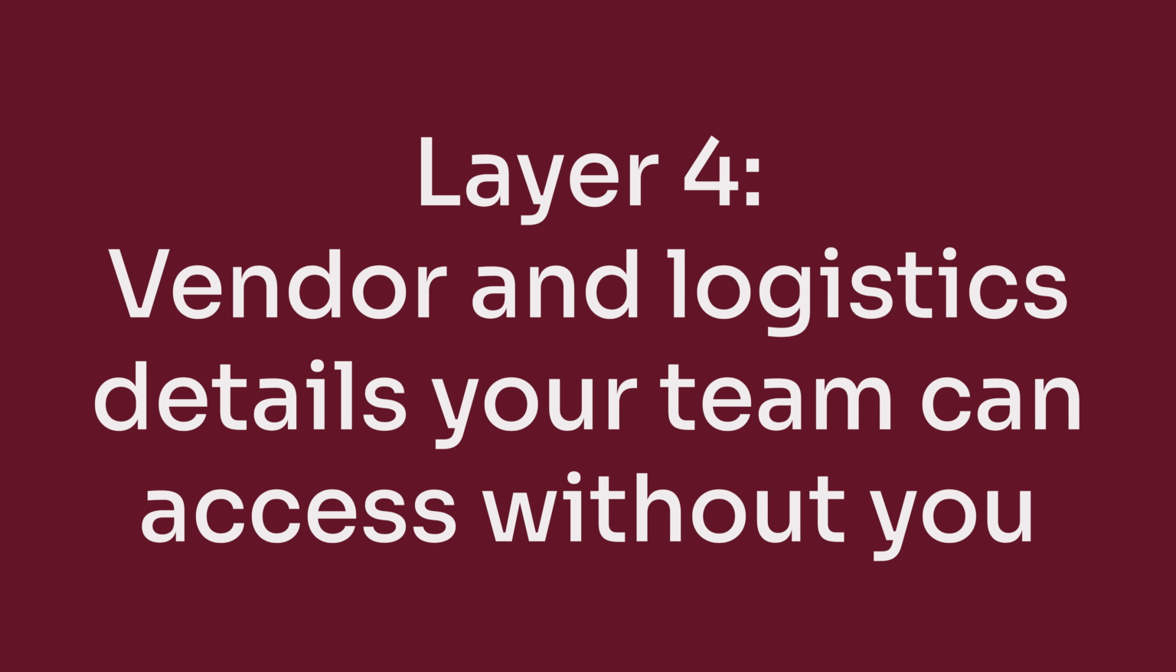Which brings us to layer 4, vendor and logistics details that your team can access without having to go through you. Every vendor is documented in that hub. We're talking contact name, email address, phone number, confirmation status, delivery time, any special notes. Your logistics lead can look up any vendor detail directly. If something needs to change on an event date, your team can easily access it without having to go through you because it's no longer locked in your inbox.